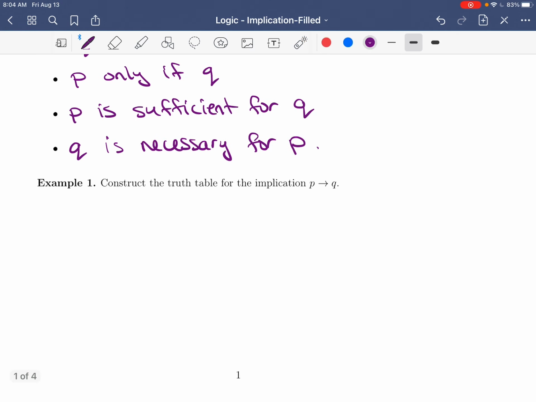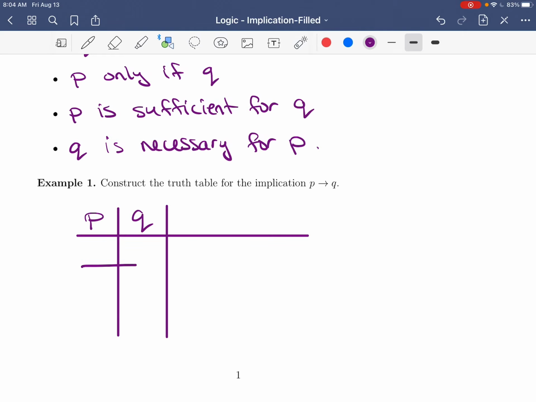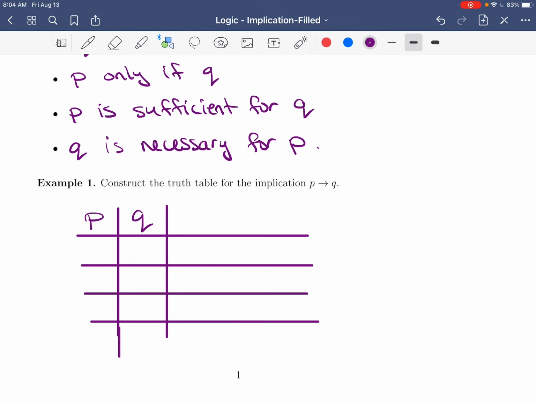What does the truth table look like for this? So again, we have the two variables. So that's my two columns. I should make these a bit longer. Same as before. Those are all the possible scenarios. And then we have P implies Q.